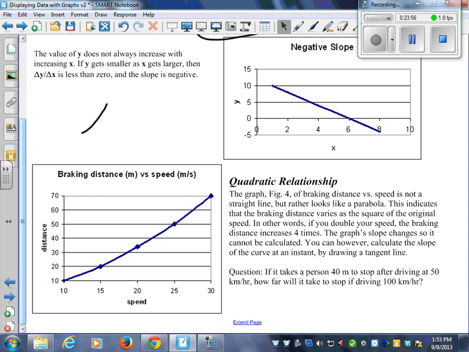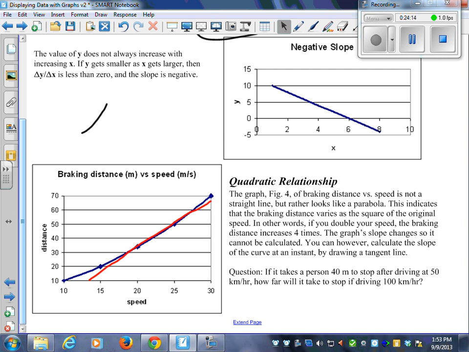What do I mean by a tangent line? It's a line that looks like this. You may not have ever seen this actually, right? It's kind of hard for me to draw because there's not much slope there. But it's a line that, whoops, is only supposed to touch the curve at one spot. That's a tangent. Okay, and I'm going to show you how to do that in a bit as well.